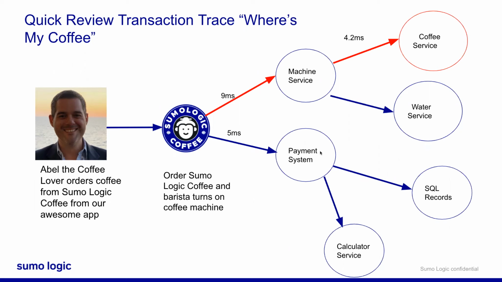On the other side of the house, although still within Sumo Logic Coffee, is the payment side of things. Once again, we don't give free cups of coffee, so there's a payment system, a calculator service that's going to be used to calculate the cost of the coffee. The SQL records are going to be used to store the different prices for the different offerings we have. A cup of espresso and a cup of decaf are going to be different prices, and those will be reflected in a database somewhere. These are all the different areas that are going to be touched when that coffee is produced. Now it's going from a simple cup of coffee to multiple services running in the background. Still simple-ish, but that's what's starting to take place here.